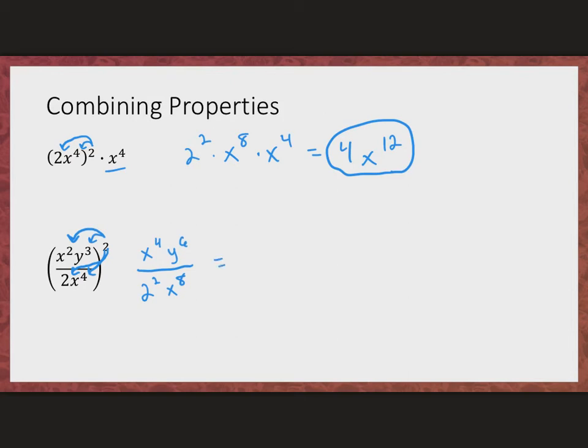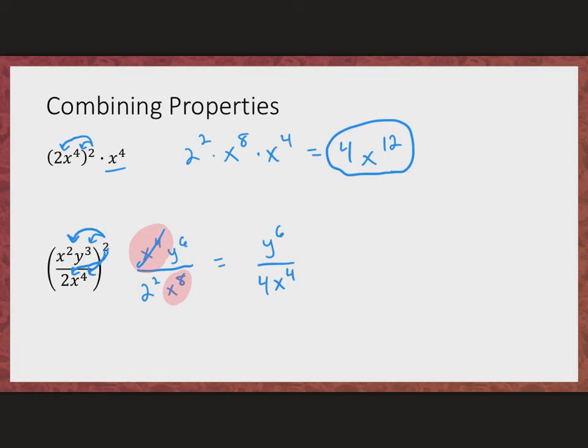I have 4 x's on top, so now we're using the quotient of powers rule. I have, let's see, 4 x's on top, and that will reduce with the 8 x's I have on the bottom. So the 4 on top will actually cancel out, and I'll be left with 4 extra on the bottom. And I will get y to the 6th over 2 squared is 4, x to the 4th.